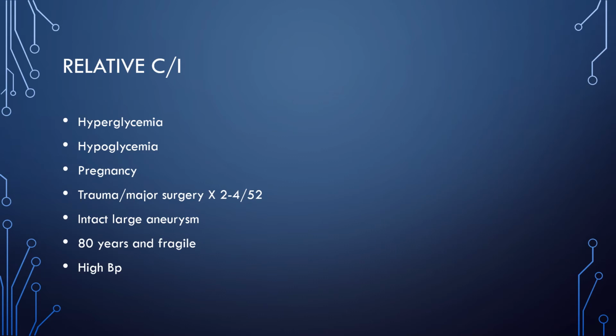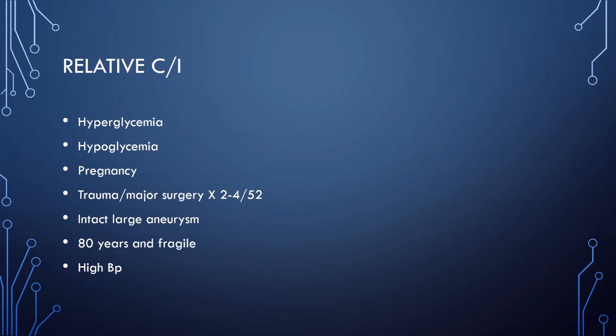Relative contraindication means you can still survey the situation, like hyperglycemia, you can bring the glucose level down. Hypoglycemia, anything less than 2.5 millimoles per liter, you can increase that. And pregnancy, you weigh the benefits with the risk. Trauma or major surgery in the last 2 to 4 weeks, discuss with the specialist. Large aneurysm, be careful.